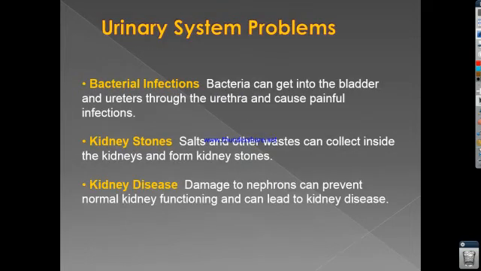Now, the urinary system problems: bacterial infections, kidney stones, and kidney diseases. Bacterial infection starts with the urethra. Bacteria can get into the bladder and ureters through the urethra and cause painful infections. Kidney stones: salts and other wastes can collect inside the kidneys and form kidney stones. Kidney diseases: damage to the nephrons can prevent normal kidney functioning and can lead to kidney disease. We can use a kidney machine to filter waste from the blood in case of kidney diseases.